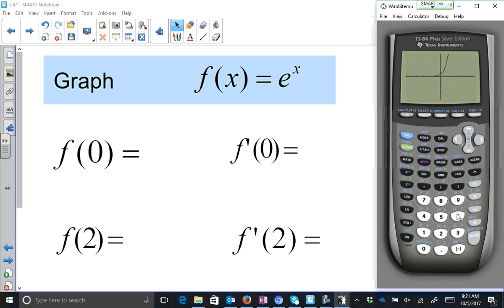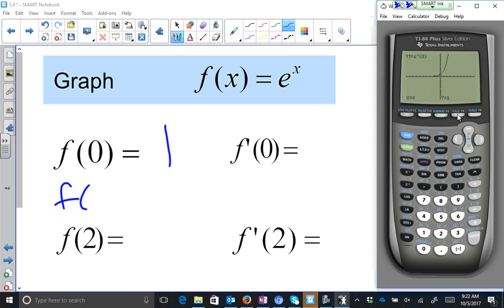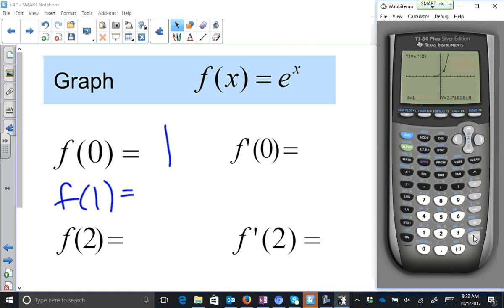Okay? I want you to hit the trace. There's trace, and f of 0, it gives you right away. What's f of 0? Okay? Let's find f of 1 as well. We're going to have some fun. So f of 1, that means all you have to do, if you are tracing, hit 1 and then enter. Okay? What about f of 2?